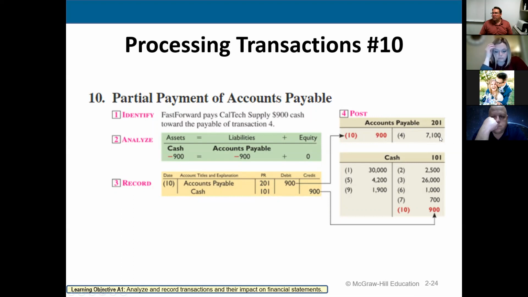Here we can see our account payable. We had a credit balance of 7,100. Now we've paid 900 on it. So if we wanted, we could figure out the new balance of that account, which would be a credit balance of 6,200 after that payment. But usually we don't add them up until the end of the period.